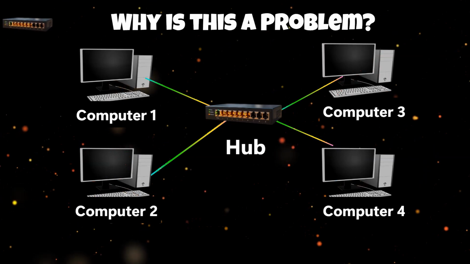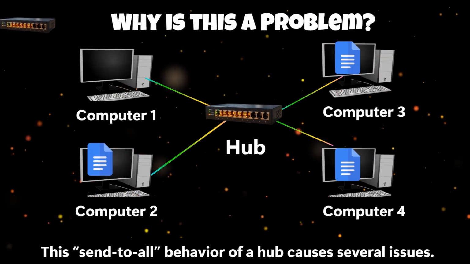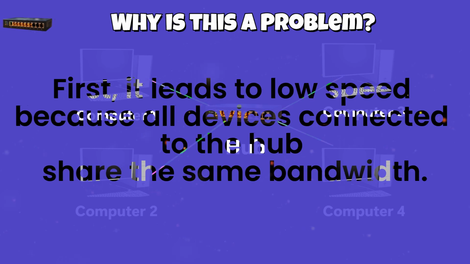Why is this a problem? This send-to-all behavior of a hub causes several issues. First, it leads to low speed because all devices connected to the hub share the same bandwidth.